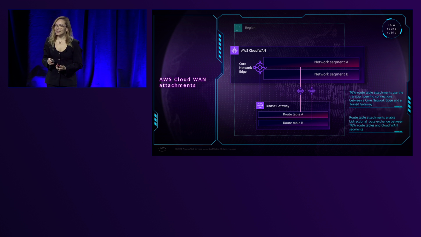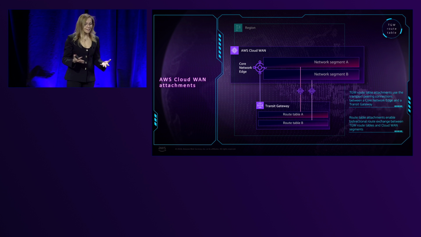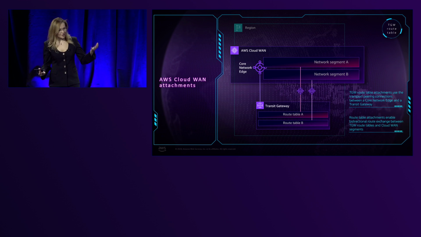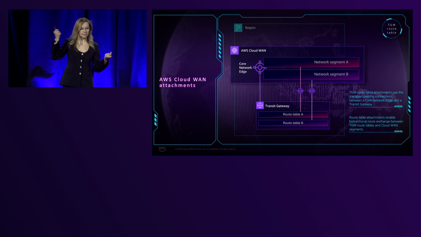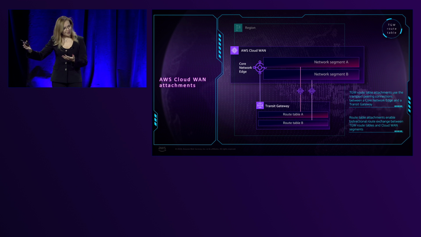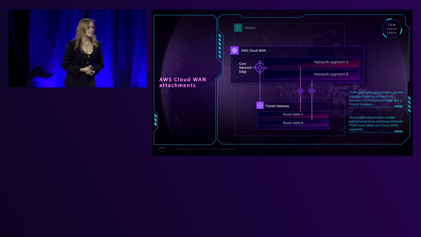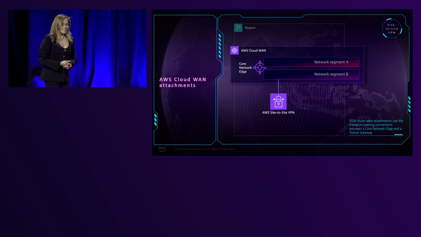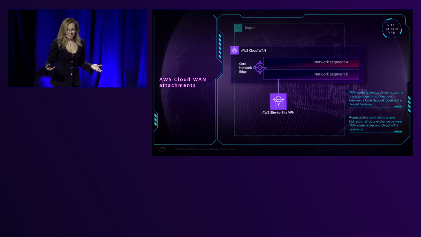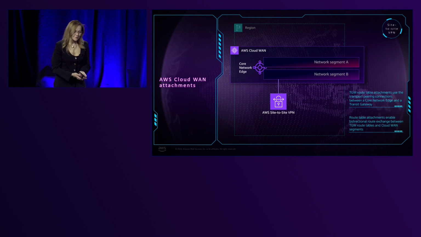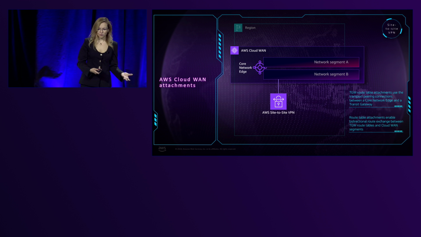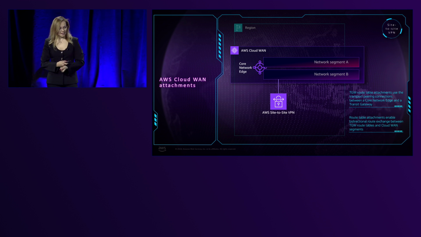The important thing is that there's dynamic routing in both directions. So Transit Gateway automatically advertises to Cloud WAN all routes in the Transit Gateway route table. Cloud WAN automatically advertises to Transit Gateway all routes in its segment. So, very important, you don't have to configure static routing there. And site-to-site VPN: this is something that you folks are probably very familiar with, and Transit Gateway also supports it.